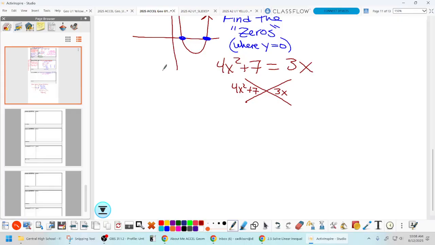So what do you think we should do as a first step, even though our geometry problems set the equation up this way? If I want to know where the function or where the y value is 0, what should I do with this first? Okay? We need to get it equal to 0.